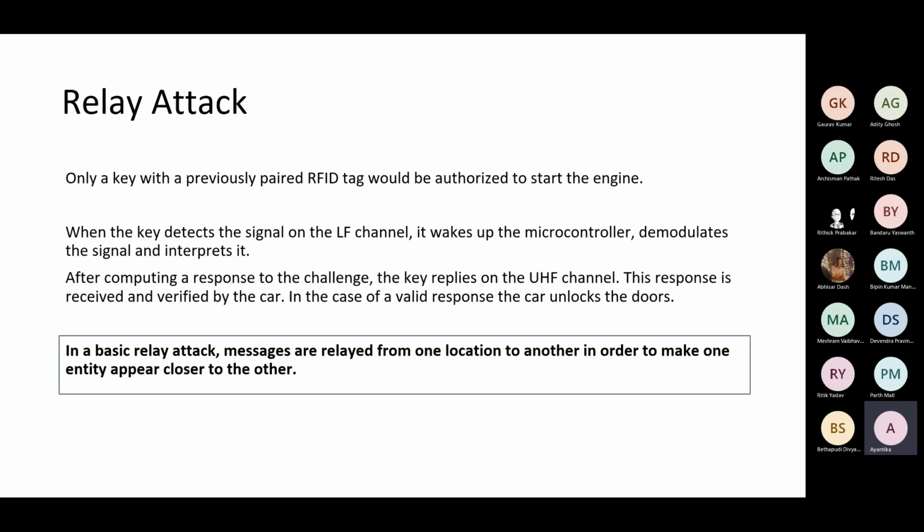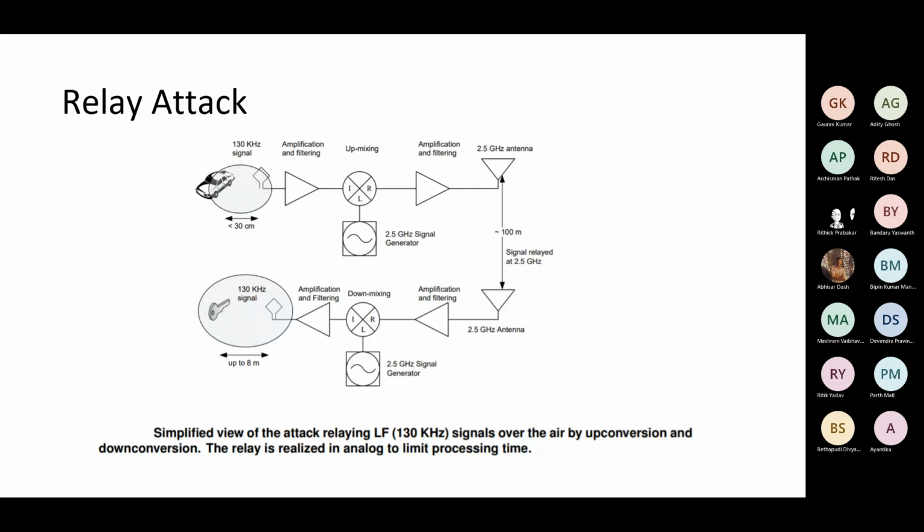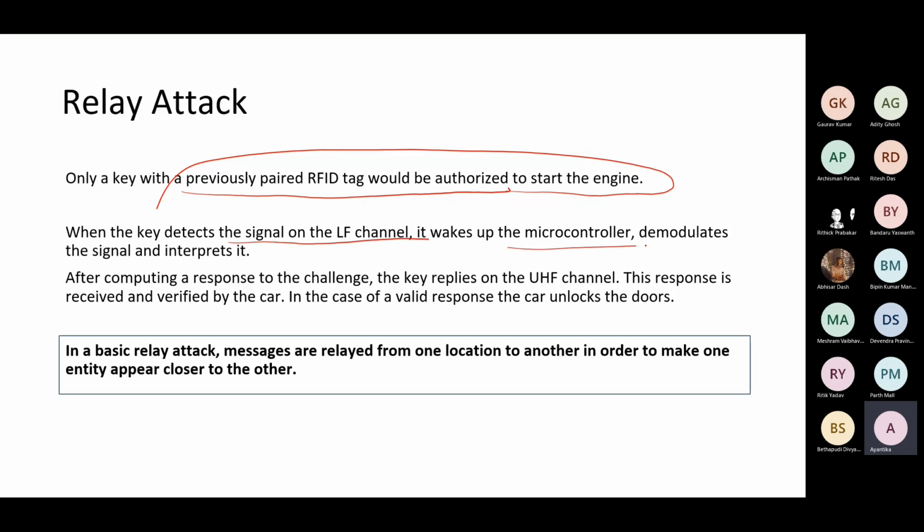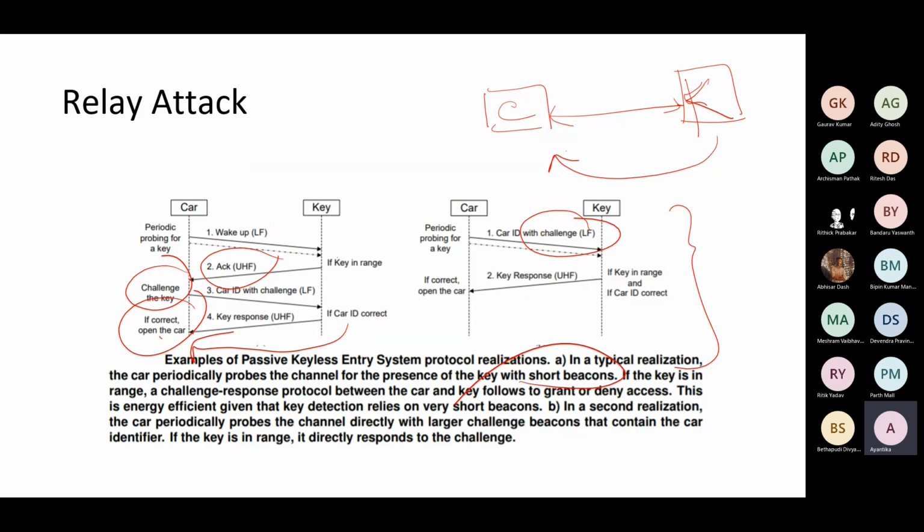Now, what the relay attack says is that only a key with a previously paired RFID tag would be authorized to start the engine. When the key detects the signal on the channel, it wakes up the microcontroller, demodulates the signal and interprets it. After computing a response to the challenge, the key replies on the channel, assuming you have a particular channel established.